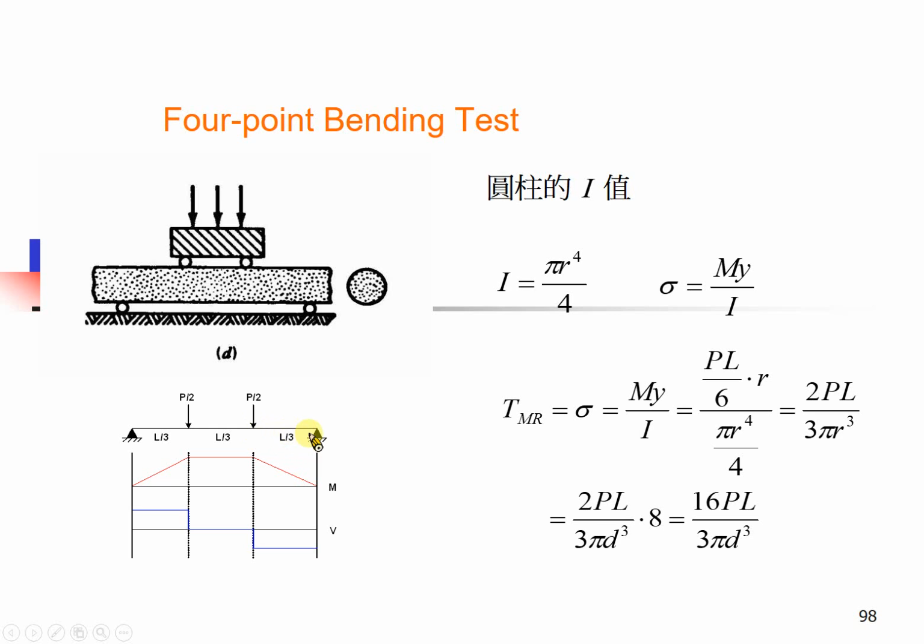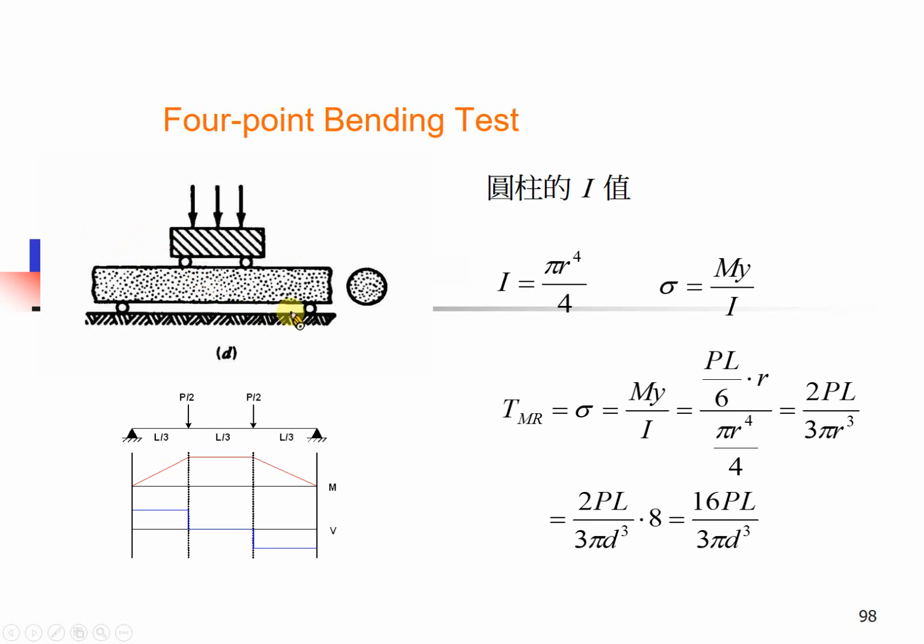If you apply bending, if you have a moment, then on one side you will have compression stress. On the other side you will have tension stress. Where you have tension stress, if the tension stress is large enough, then you will have a tensile failure. You can imagine, when you apply a load like this, what happens?